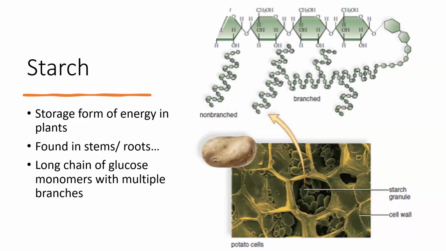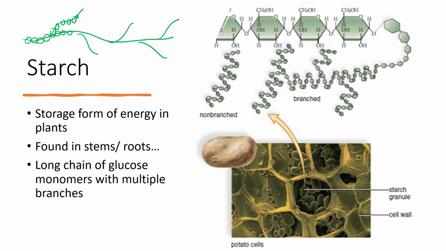Moving on, starch is another example of polysaccharide. Starch looks like this. It has a main branch. It's like glucose, glucose, glucose, and so on and so forth. But every now and then you would have a branch. The branch is also glucose. It branches out like that. So starch is the storage form of energy in plants.